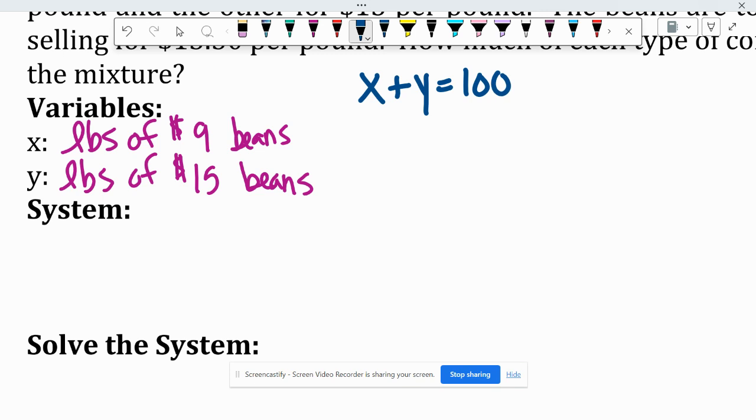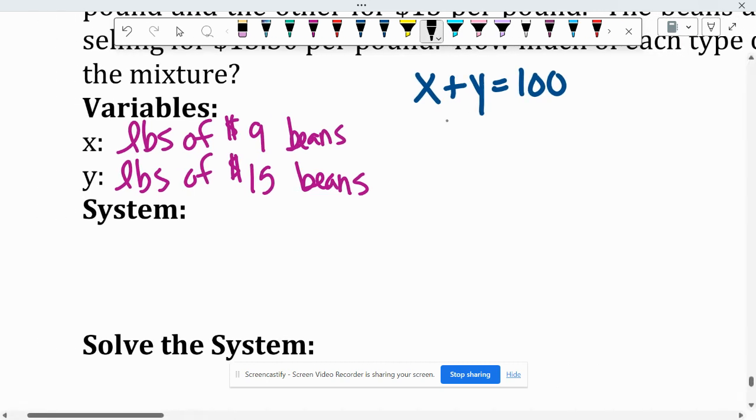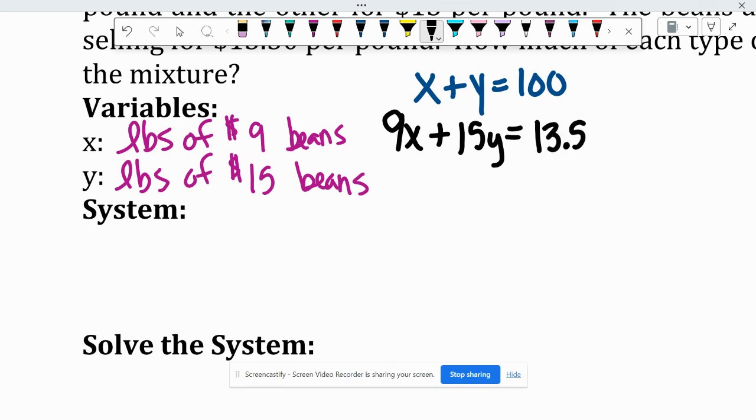The next equation has to do with money. How much does the $9 bean cost per pound? $9 a pound, so 9X. And the $15 beans cost $15 per pound, so 15Y. And how much do I want that to equal? What am I selling my beans for? $13.50, and I'm selling 100 pounds altogether. A mixture problem is different because the first equation talks about the number of items, X plus Y equals 100 pounds. The second one, about the money, is selling 100 pounds at $13.50, so you multiply those two to get that total.